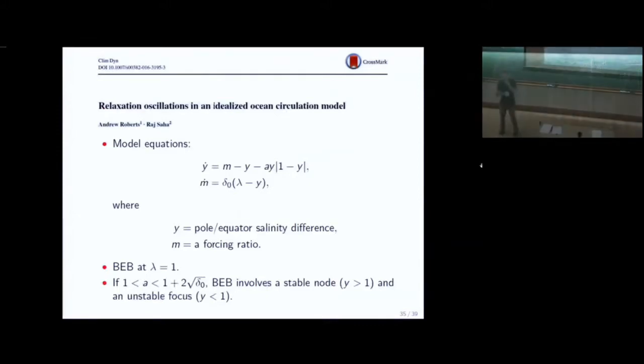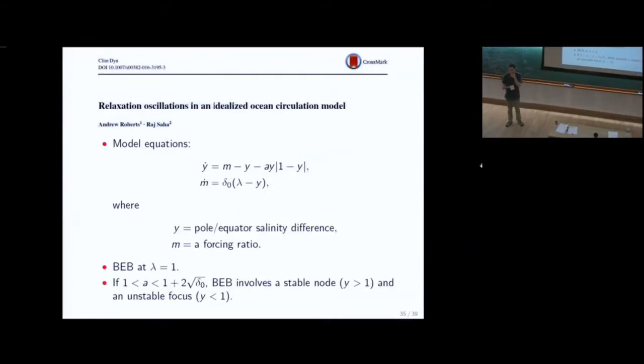Okay, so next I have another example. You'll often hear about ocean currents in the news, particularly the Gulf Stream in the Atlantic, which keeps Northwest Europe somewhat warm. You often hear about them because ocean currents may be very sensitive to climate change. So here's a very crude mathematical model of ocean currents in the Atlantic. Y represents the difference in salinity of the ocean at the equator compared to near the poles, and M is some sort of forcing ratio.